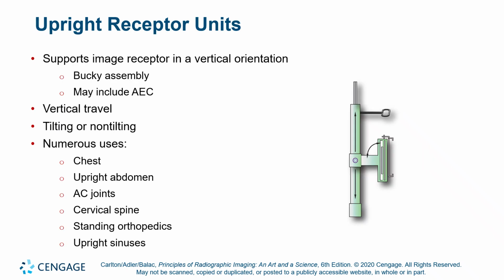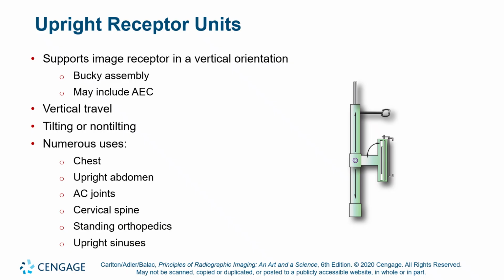All right. Upright receptor units. We call this the vertical bucky. It does have an oscillating grid. Okay. It'll have AECs. Your table will have AECs. May include AECs. I've never seen a vertical bucky that didn't have AECs. Okay. Of course, it goes up and down. This is for upright exams, notably a chest x-ray, but other upright exams as well.